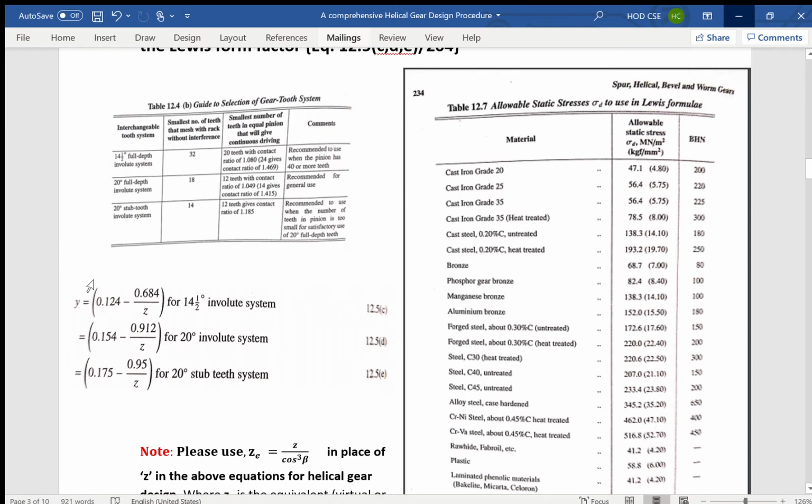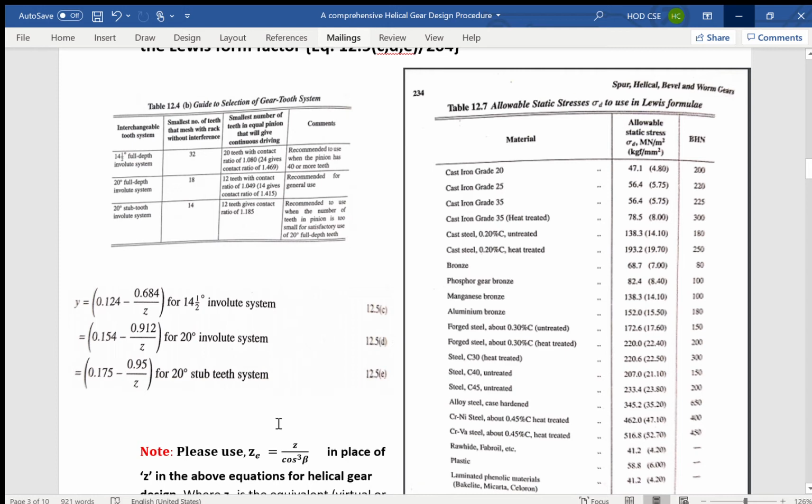So here we have y equal to 0.124 minus 0.684 by z for 14.5 degree involute system, and 0.154 minus 0.912 by z for 20 degree involute system, 0.175 minus 0.95 by z for 20 degree stub tooth system. This is actually for spur gears.